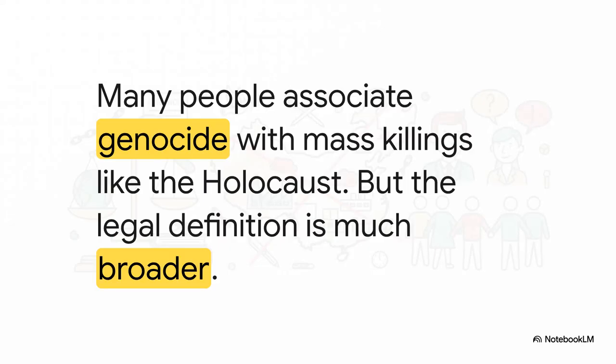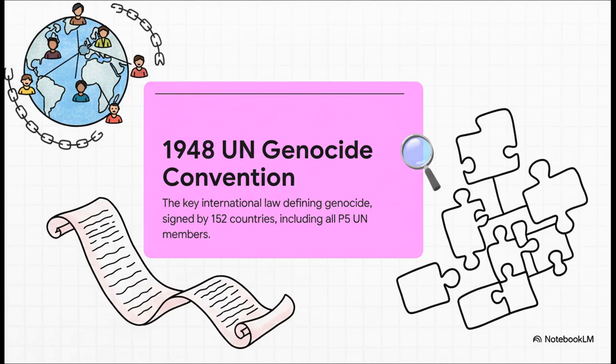And you can totally see why this view is so common. When we hear the word genocide, our minds immediately jump to the unimaginable horrors of the Holocaust or the Rwandan genocide, mass killing on a horrific scale. But in legal terms, that is not the full story. The real authority here, the thing that actually matters in international law, is the 1948 UN Genocide Convention. This is the legal bedrock, signed by 152 nations, that gives us the one official definition. And as you're about to see, its definition is surprisingly broad.